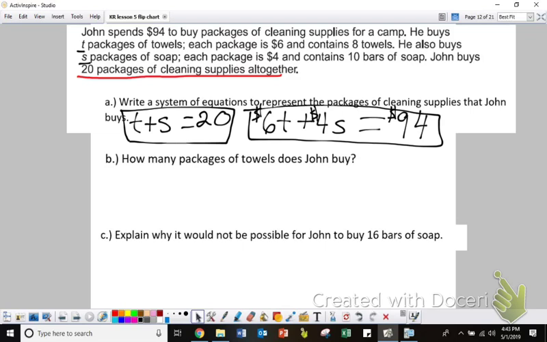Then it says in part B, how many packages of towels does John buy? So we actually need to figure out how many packages he needs to buy out of the total.